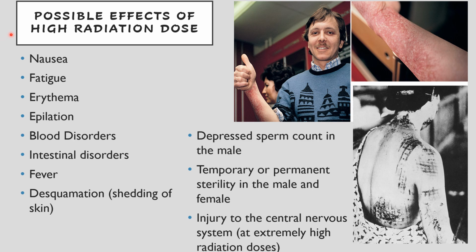Possible effects of high radiation dose. We have nausea, fatigue, erythema, epilation, blood disorders, intestinal disorders, fever, desquamation, which is the shedding of skin, depressed sperm count in the males, temporary or permanent sterility in males or females, injury to the central nervous system at extremely high radiation doses.